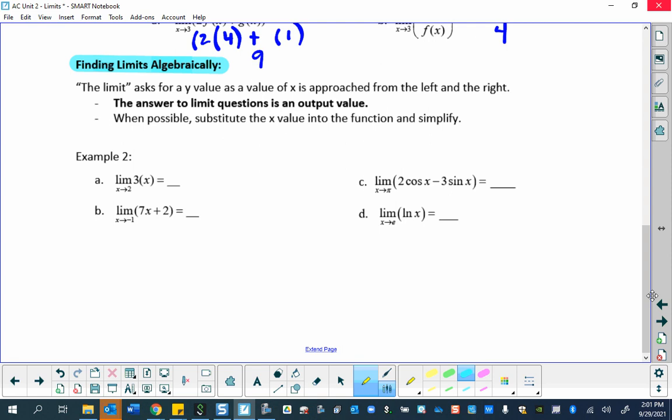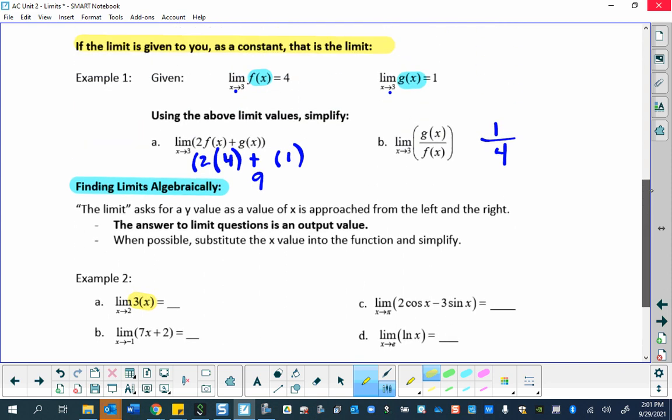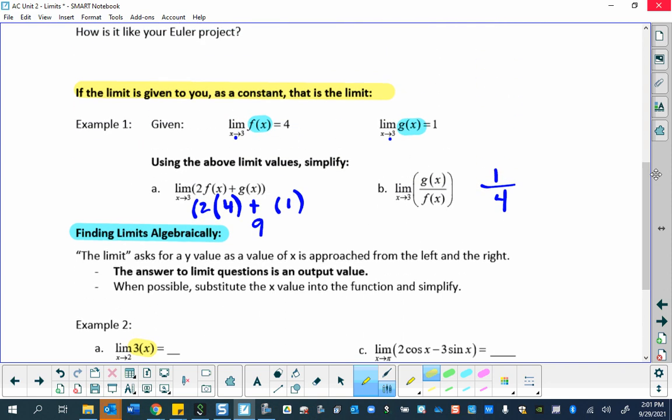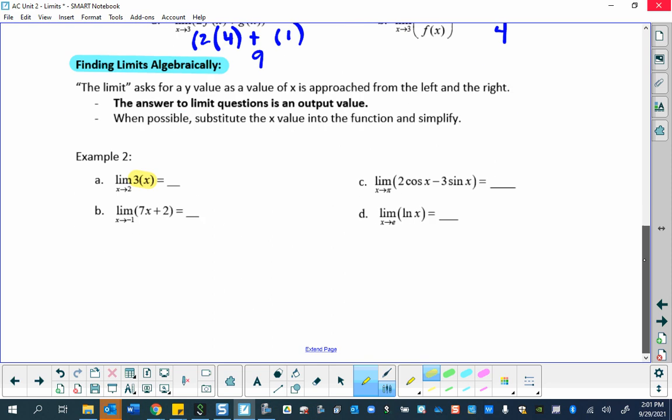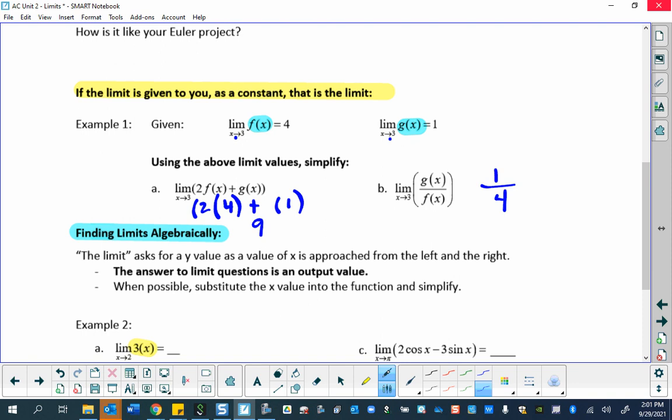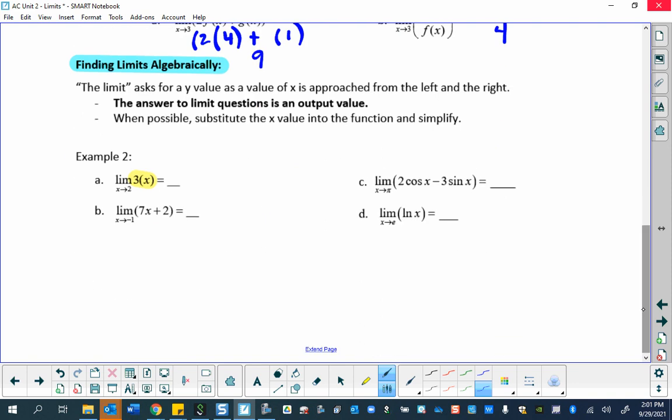If my function is not predefined for me, this is different from saying this function's limit is 4. Now I'm saying the function is 3 times my input value. All I need to do here is plug in my input value, and the limit as x approaches 2 of 3x is going to be 6.